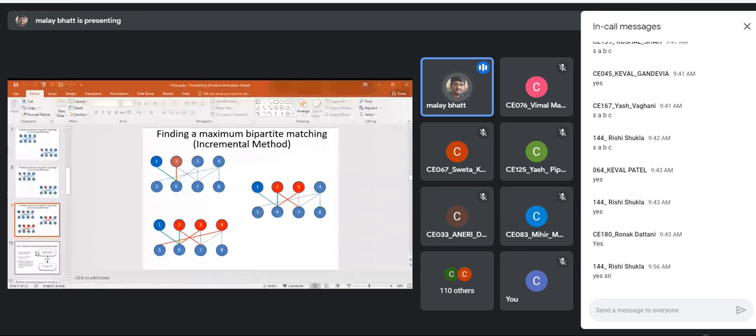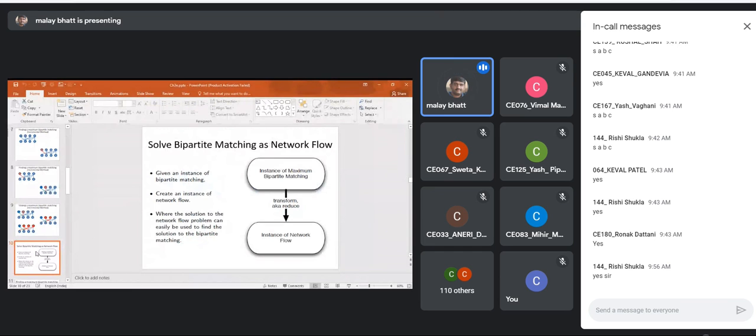So now, in the next session, we'll solve this bipartite matching using the Ford-Fulkerson method. So we'll reduce a bipartite matching to a Ford-Fulkerson network. So it is one kind of theory of reduction, right? So we'll stop the session here.